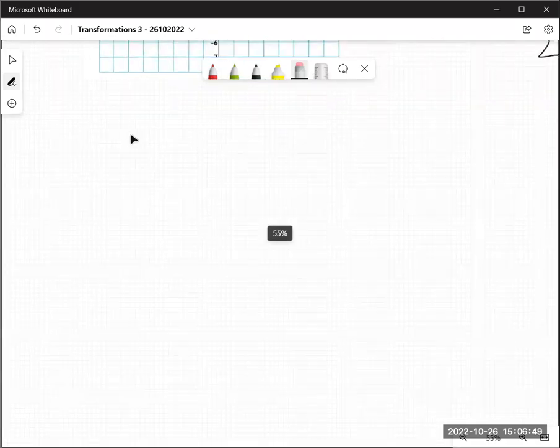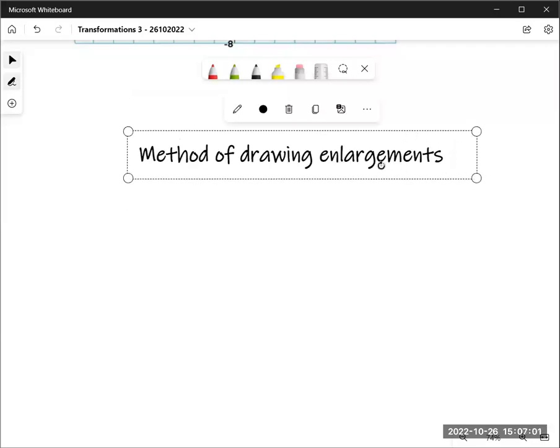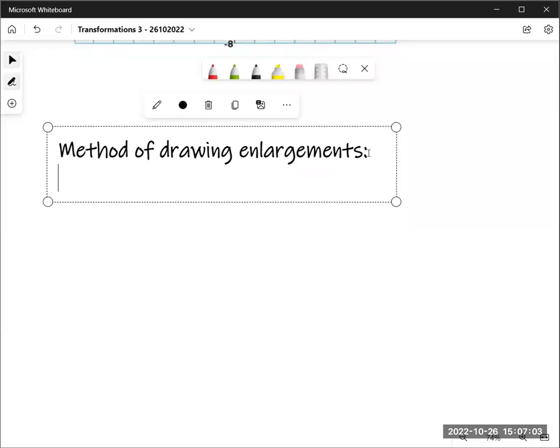Now let's look at drawing enlargements. Sir, are you saying something? I can't hear you. Not really, no.